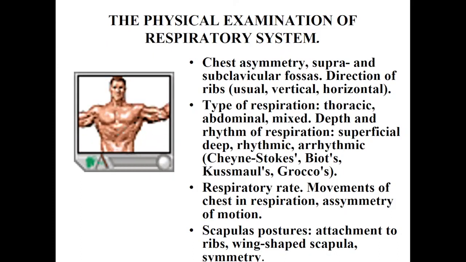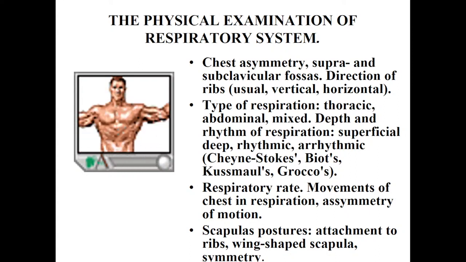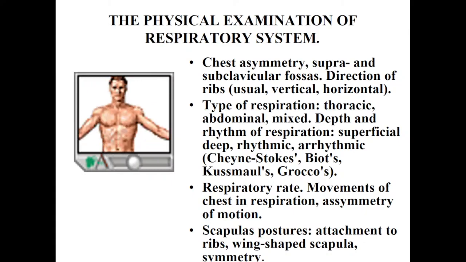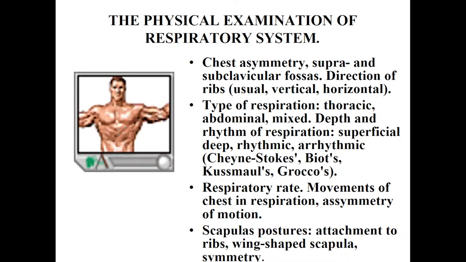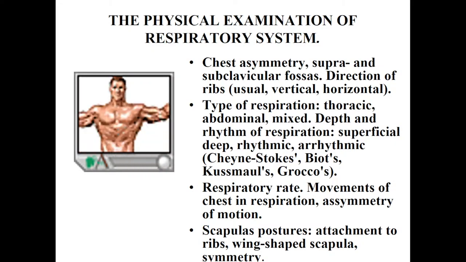So, continue. Next we will talk about the physical examination of the respiratory system. Chest symmetry, supraclavicular and subclavian fossae, direction of ribs: usual, vertical, horizontal. Type of respiration: thoracic, abdominal, mixed. Depth and rhythm of respiration.